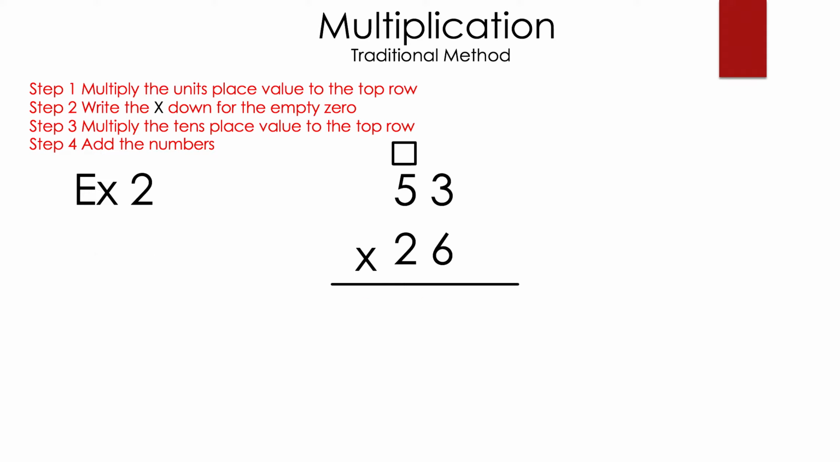Let's take a look at example 2. This time we have 53 times 26, so we have 2 digits times 2 digits. Now we're going to get started with this 6 and multiply to the units, which is 6 times 3, which is 18. We are going to rearrange 18 as 10 and 8. So we bring up the 10. We have 1 full 10, which we're going to place above the 5, and the 8 goes below.